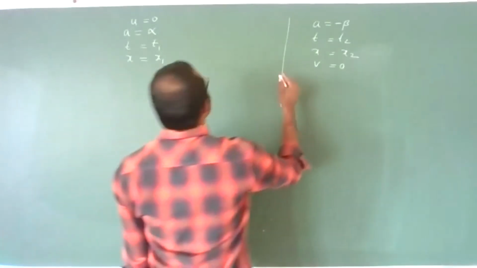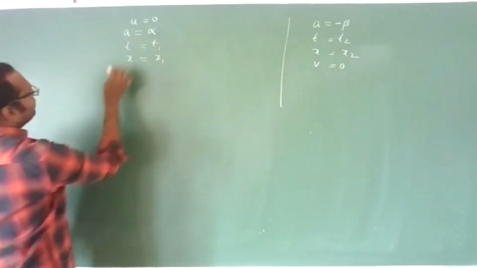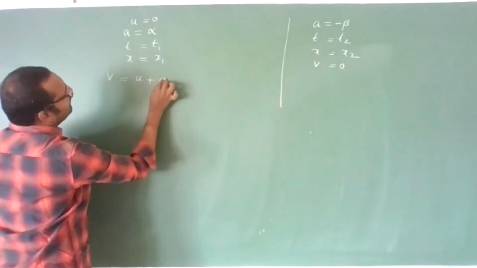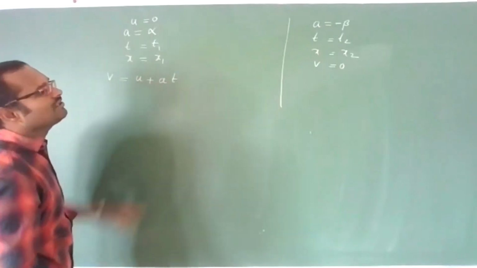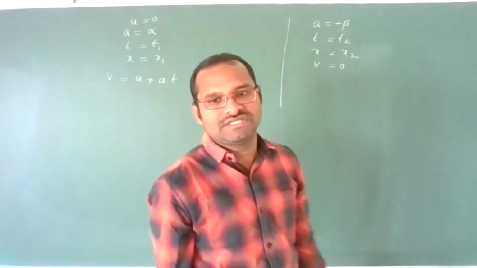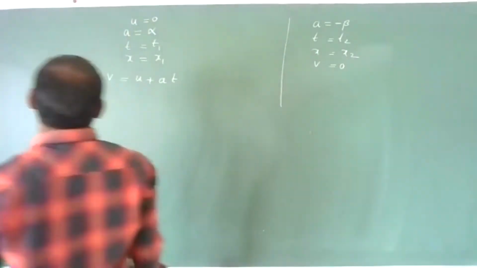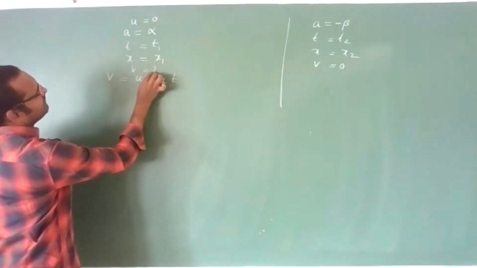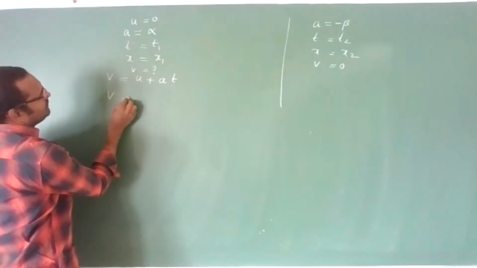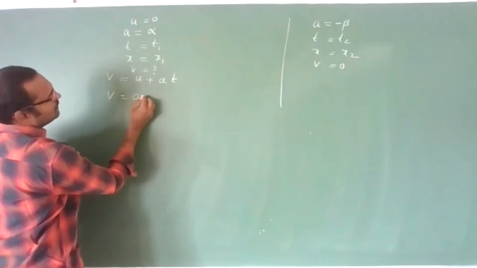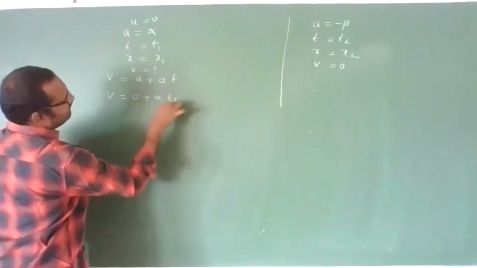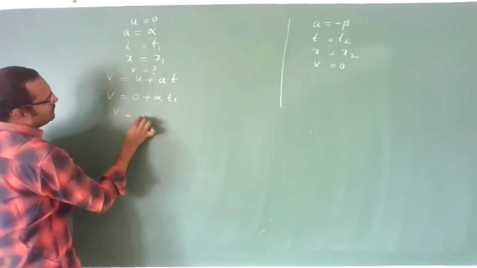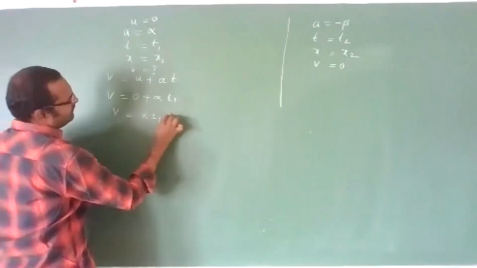Then here we will use the formula v is equal to u plus at. We want the relation between these two conditions. So what is the final velocity it will attain? Let us find it first. Final velocity v is equal to 0 plus alpha t1. So v is equal to alpha t1.